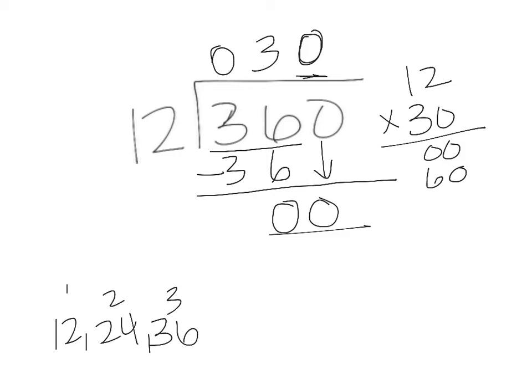I have 0, 3 times 2 is 6, 3 times 1 is 3, so that is 360. So my answer for the first example is 30.